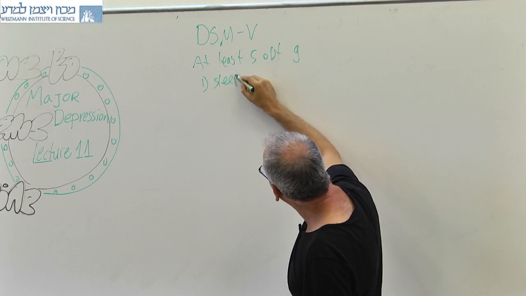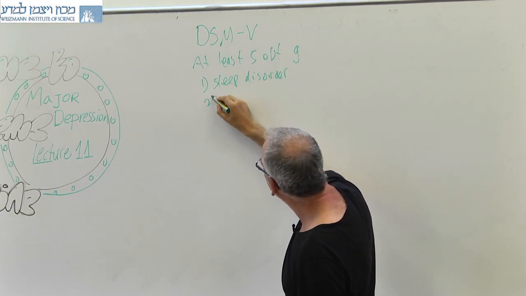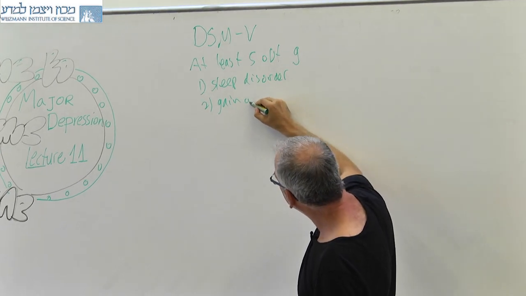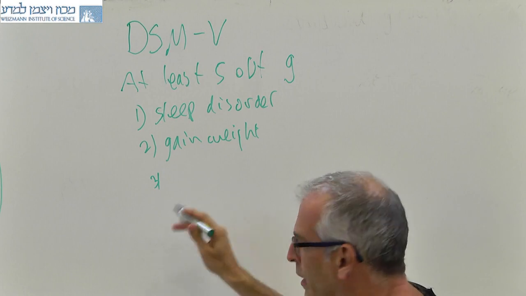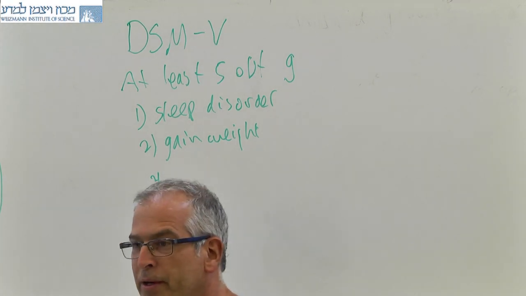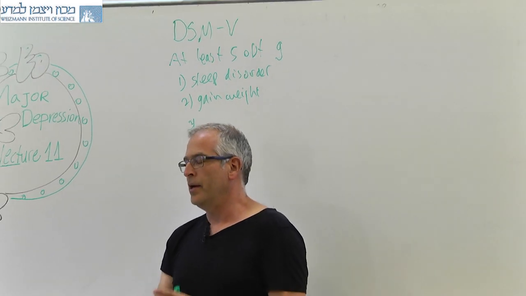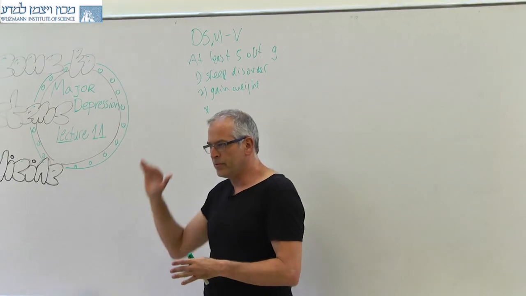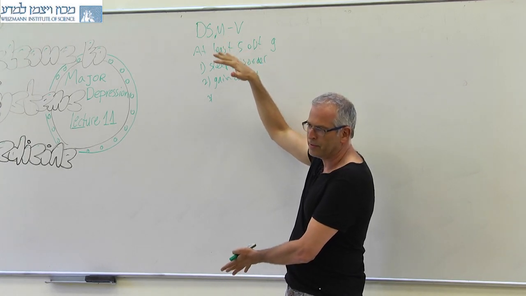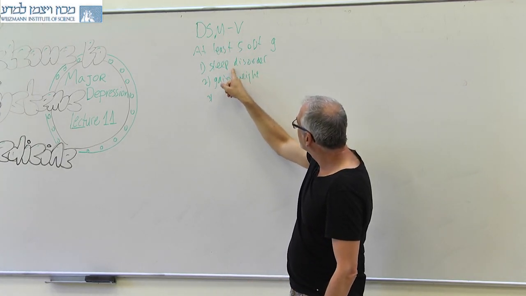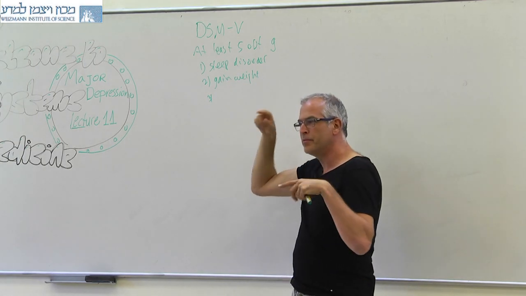One, sleep disorder, sleeping too little or too much. Two, gaining or losing weight. Three, and you never had a mania or hypomania, because otherwise it could be bipolar disorder. So these criteria, which keep growing more and more, are the way you diagnose the disease. And of course, nowadays this depends on an interview, so on the patient's memory, etc.